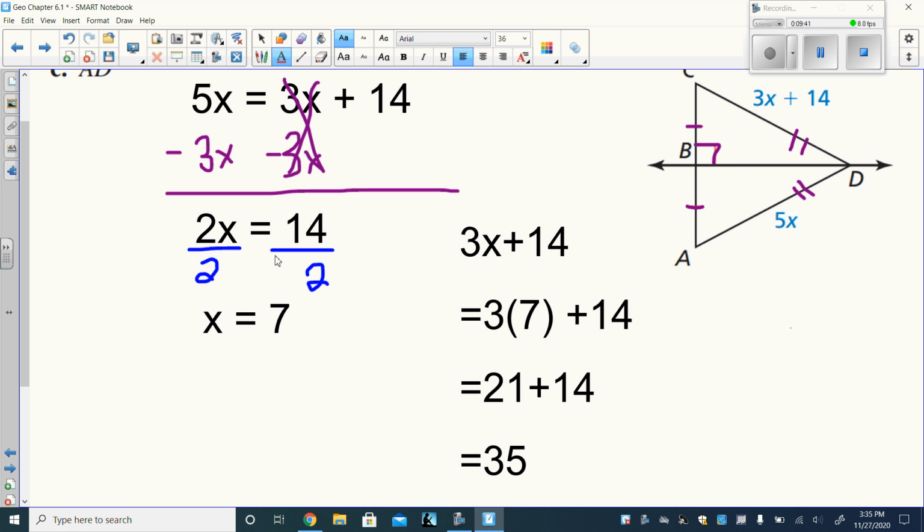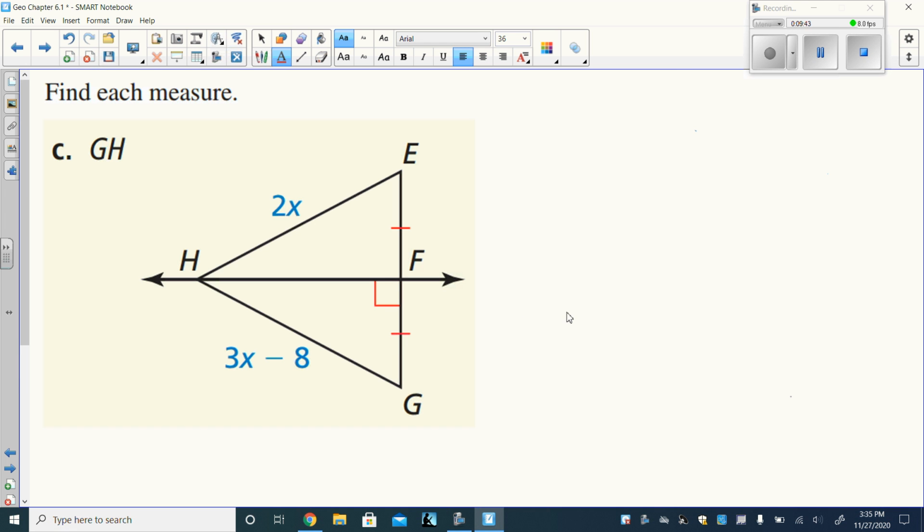And that's all we have to do for this here. Now here's another one. Now this one here, again, we have a perpendicular bisector. So these two are congruent and we have a right angle. So it means for us that 2x is equal to our 3x minus 8.